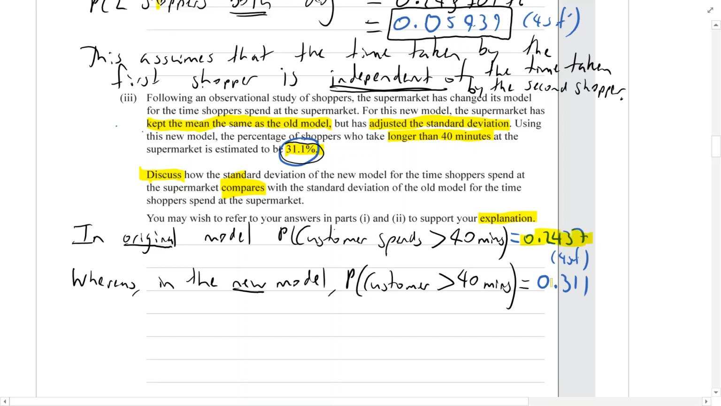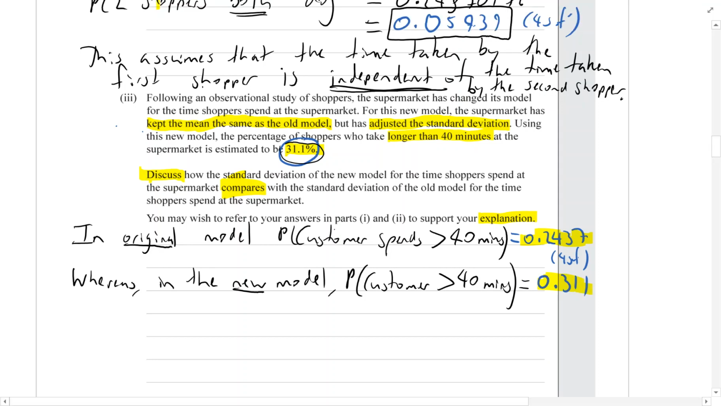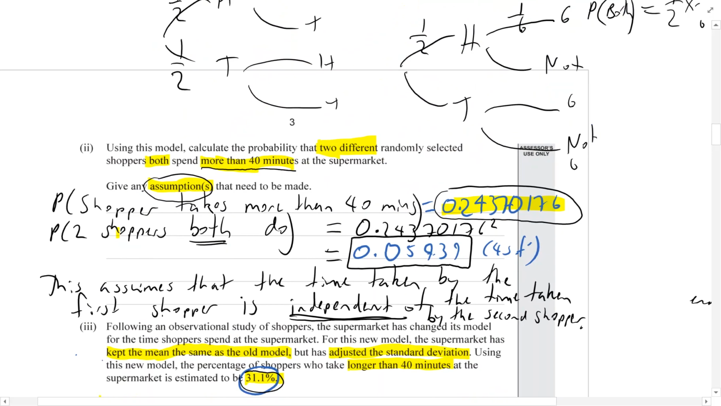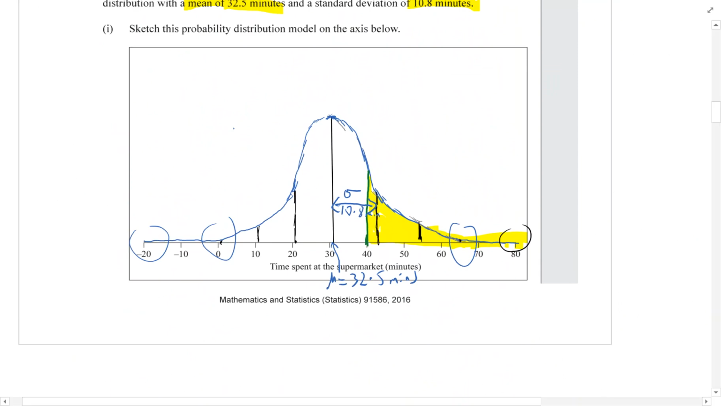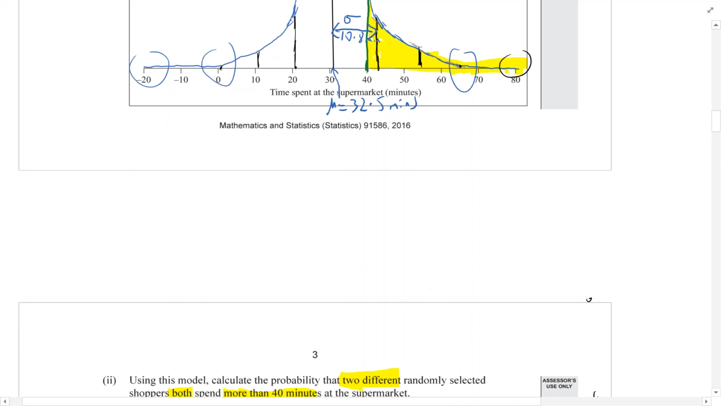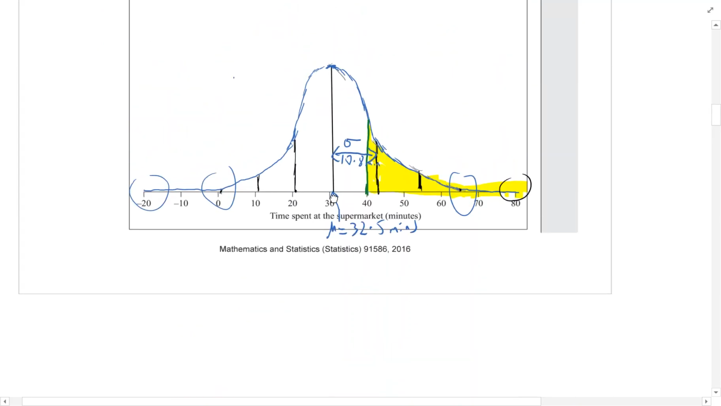And we also know, remember, that the mean has stayed the same, but the standard deviation has changed, and we know that probability has increased. So what should we do next? Well, the next thing I would do is I'd make it visual. So I'd go back to the model itself that we drew before, and we can see the yellow zone is the 24.3%. Now that's gone up to 31.1% without the mean changing.